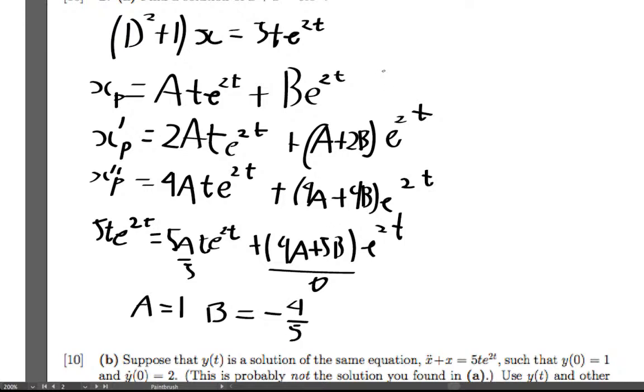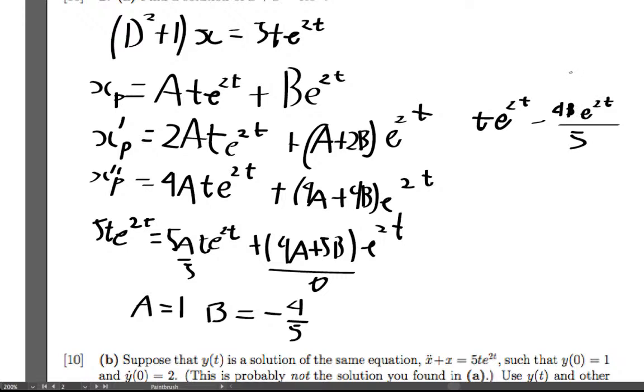And so you would actually get, let's try if I can write this down. t e to the power of 2t minus 4 over 5 e to the power of 2t. So we can go ahead and check that again. Oh, whoops, my bad.